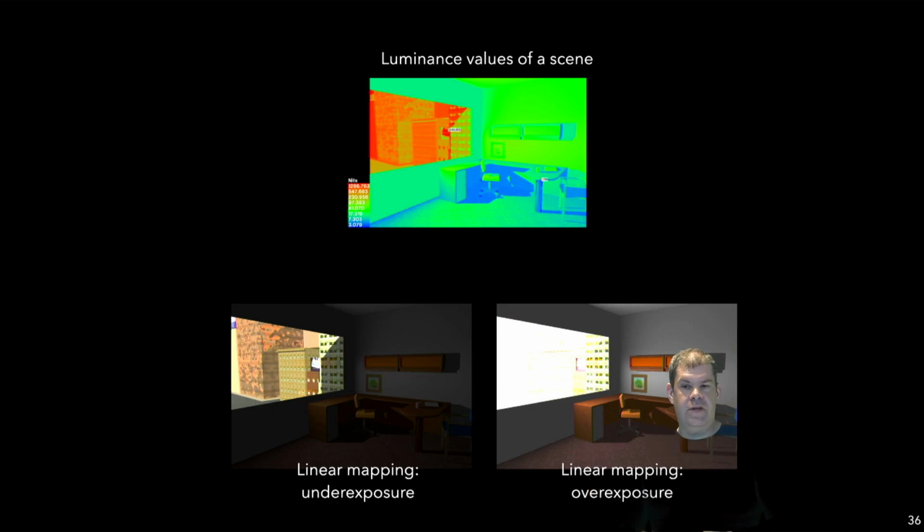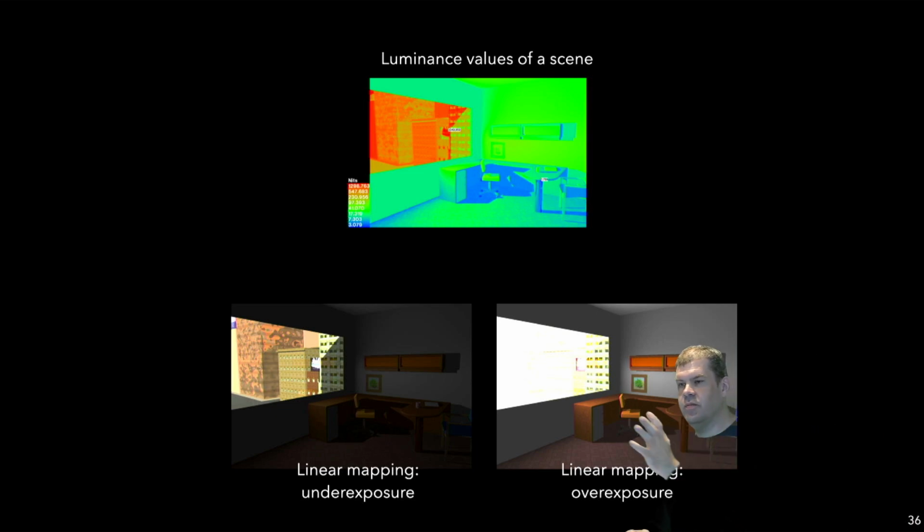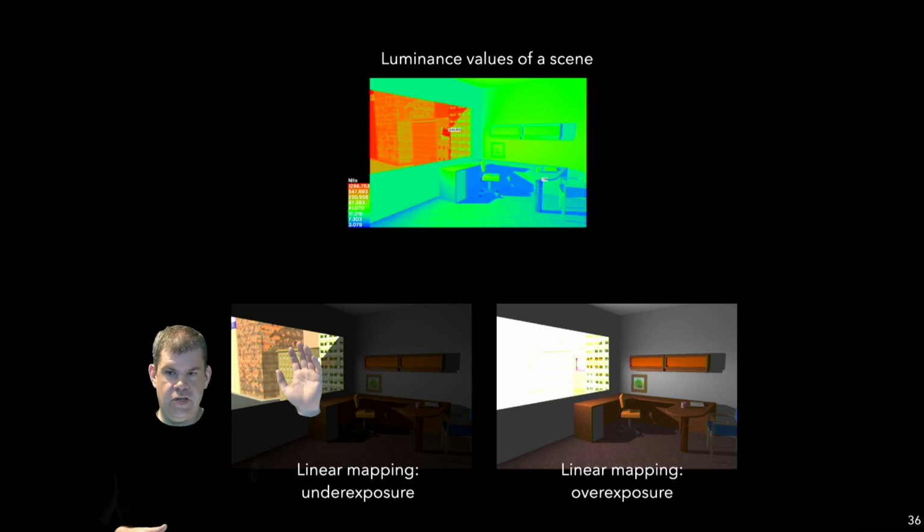Let's try linear mapping. Let's take the brightest value and map that to 1, and take the darkest value and map that to 0, and any values in between, map them linearly. What we get is the image on the right.